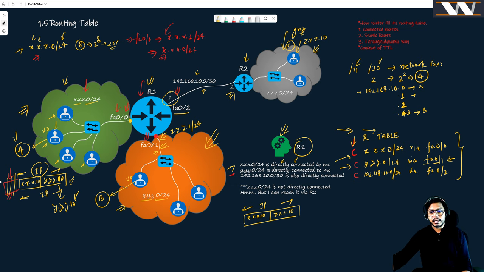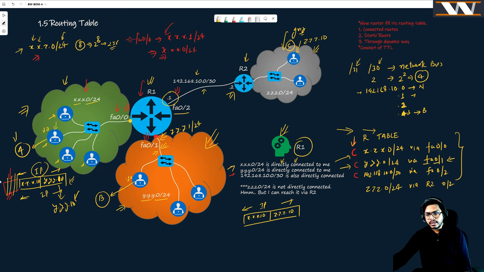Now what I'm doing is logging into this router R1. And I say that if you want to reach z.z.z.0/24, I am manually configuring this route into this router. What is the meaning of configuring a route? The meaning is I am literally saying to R1, by logging into its command line, that if you want to reach z.z.z.0/24, you can reach it via a router, which is R2, over your interface 0/2.